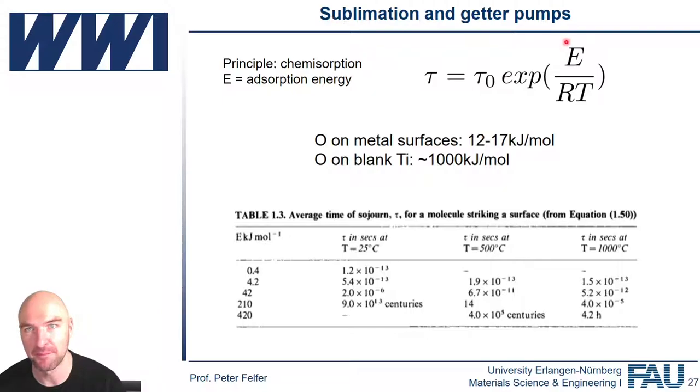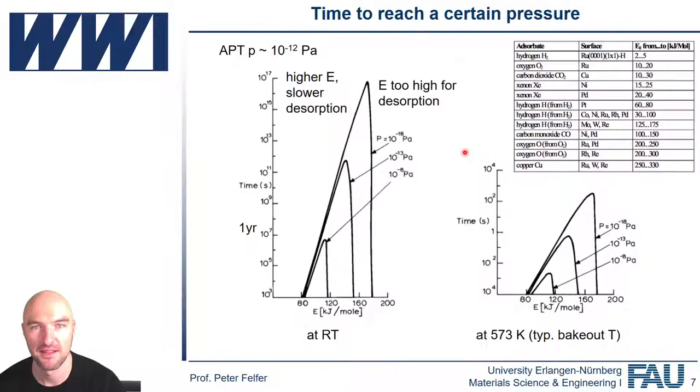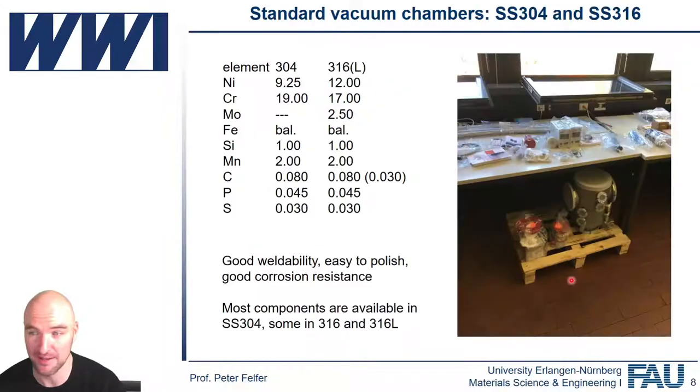The other important pumping for UHV is sublimation and getter pumps. They work on the principle of chemisorption, where the sorption energy on whatever surface we expose to our residual gas is so high that the molecules don't leave. A good example is oxygen on metal surfaces, which usually has about 12 to 16 to 17 kilojoules per mole sticking energy. So there's no pumping. If you remember our earliest graphs, that just means it will come off very easily. But if we have 1,000 kilojoules per mole, it will never come off once it sticks.